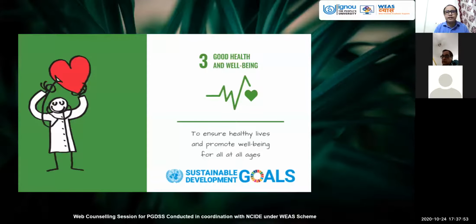The third component is good health and well-being. If you have good health and well-being, I'm sure we'll be able to tackle 50% of the issues which exist at least at the individual and household level. Ending poverty and ending hunger are directly interrelated to this goal, good health and well-being. Under that, we need to ensure healthy lives and promote well-being for all at all ages.